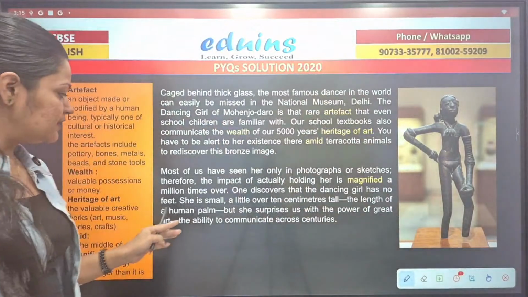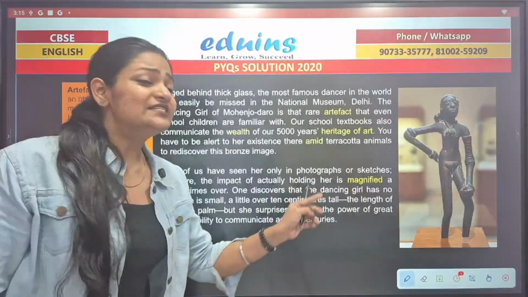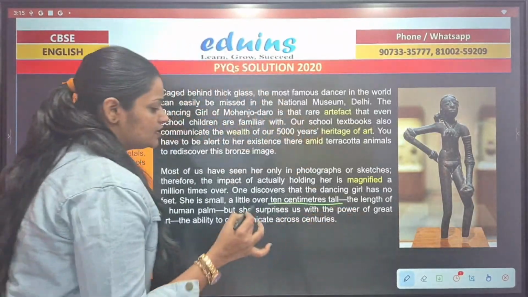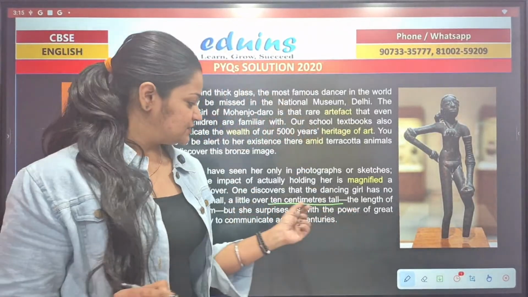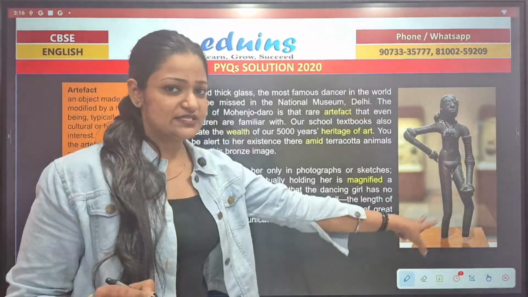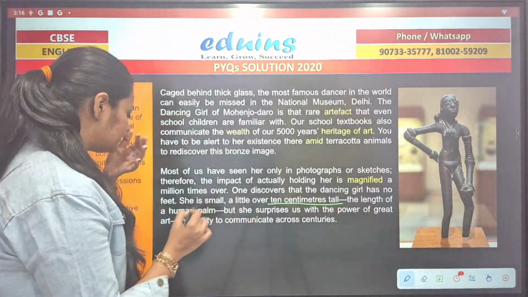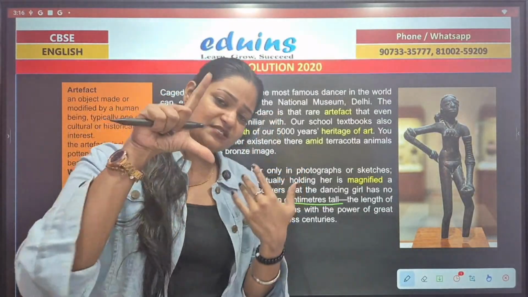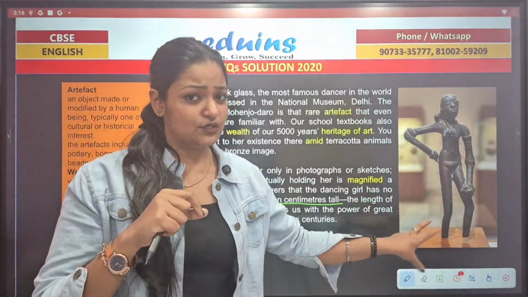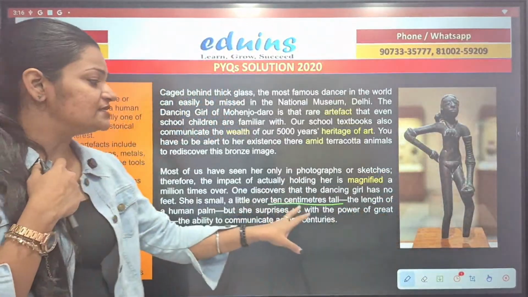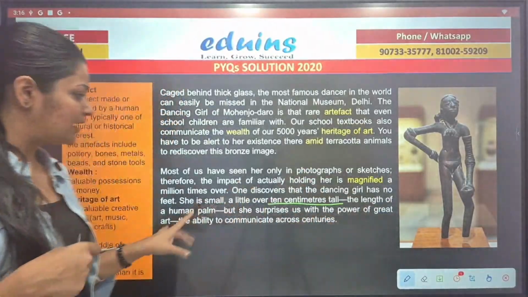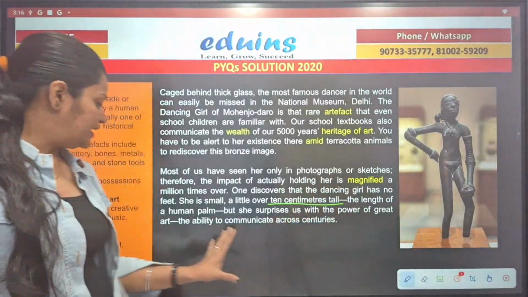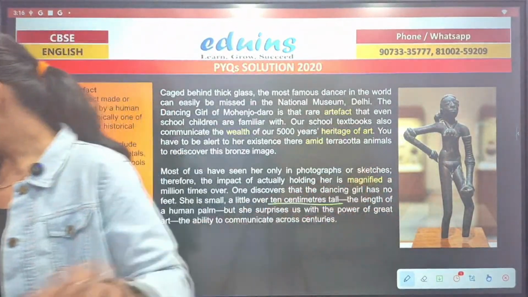We will come to that. It is very small, a little over 10 centimeters tall. So this is the length of the dancing girl that has been given in your passage, 10 centimeters tall. You can see, right? So the length of a human palm, this much, is the height of the dancing girl. It's 10 centimeters. We will keep this in our mind. Okay, but she surprises us with the power of a great art.